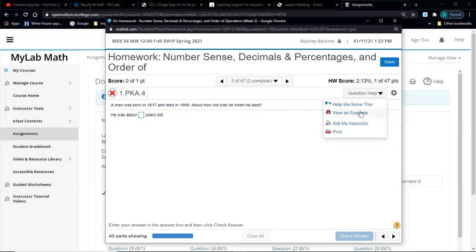So some students prefer View an Example. Some students prefer Help Me Solve This. I don't care which one you do. I want you to do the one you like more. I would say, if you're lazier, you're going to like View an Example because you don't have to do anything. But Help Me Solve This keeps you more engaged, in my opinion. And I'm not saying that people can't learn from View an Example.